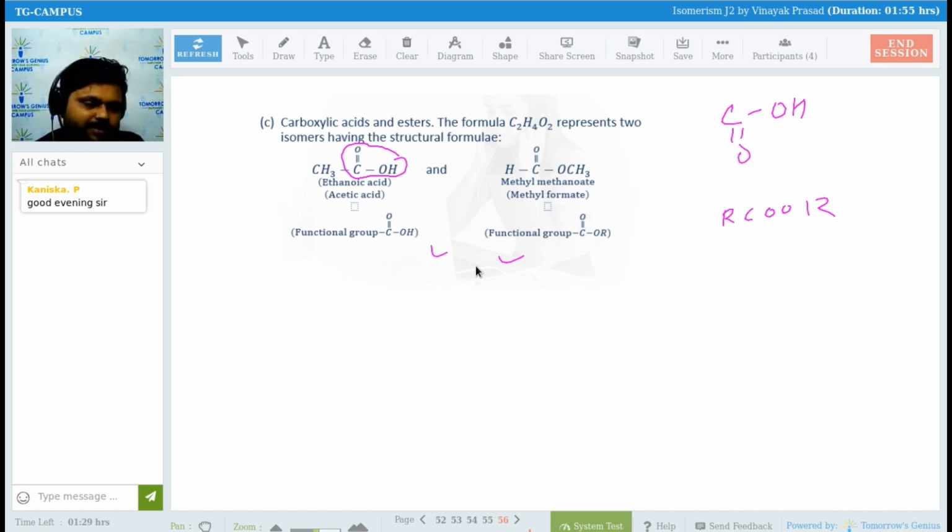That is known as, when the molecular formula remains same, that is known as what? Functional group isomerism. Is it okay with everyone? Any doubt till here?